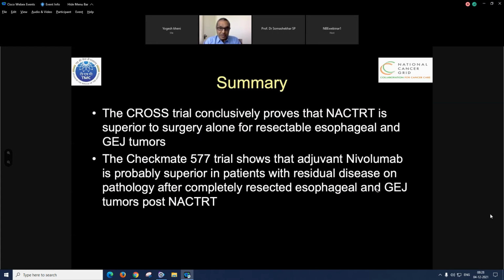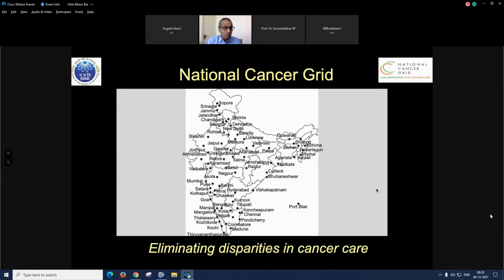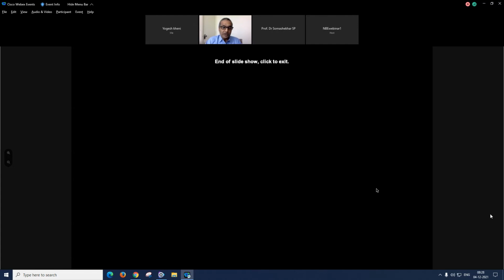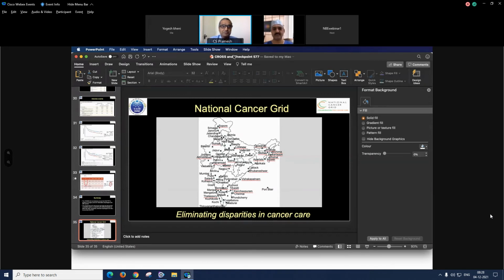So I must end with a summary that the CROSS trial very conclusively shows that neoadjuvant chemoradiation is superior to surgery alone for resectable esophageal and GE junction tumors. However, the CheckMate trial, though it shows statistically that the adjuvant nivolumab is probably superior in patients with residual disease after complete resection after chemoradiation, I'm not completely convinced that it gives us adequate value for the toxicity that it provides, and importantly in countries like India, for the cost that it involves. Nivolumab is not a cheap drug, and continuing it for close to a year does come at substantial cost.